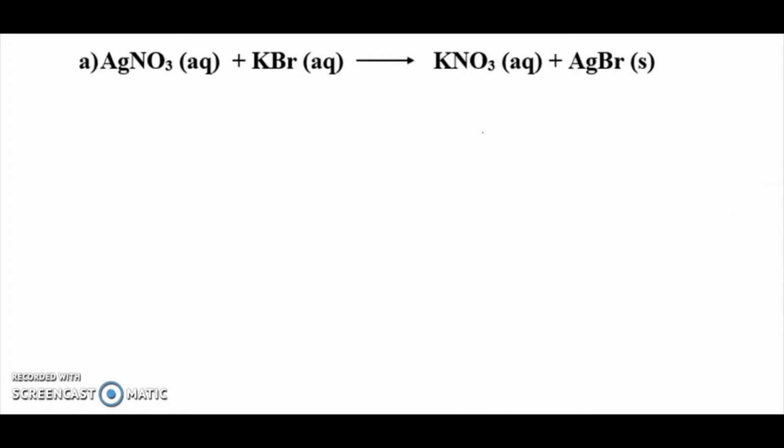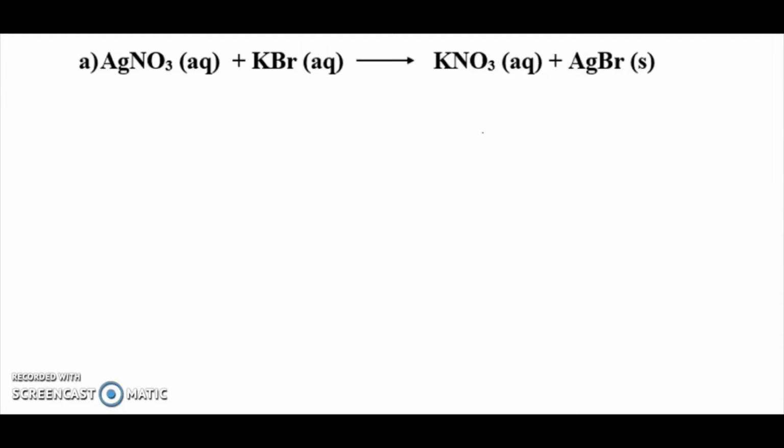Now let's look at a shorter way of writing ionic equations. But take note, this method I'm about to show you works only when a precipitate is formed. Now, what is a precipitate? A precipitate is a solid substance which is formed when 2 or more solutions are mixed.